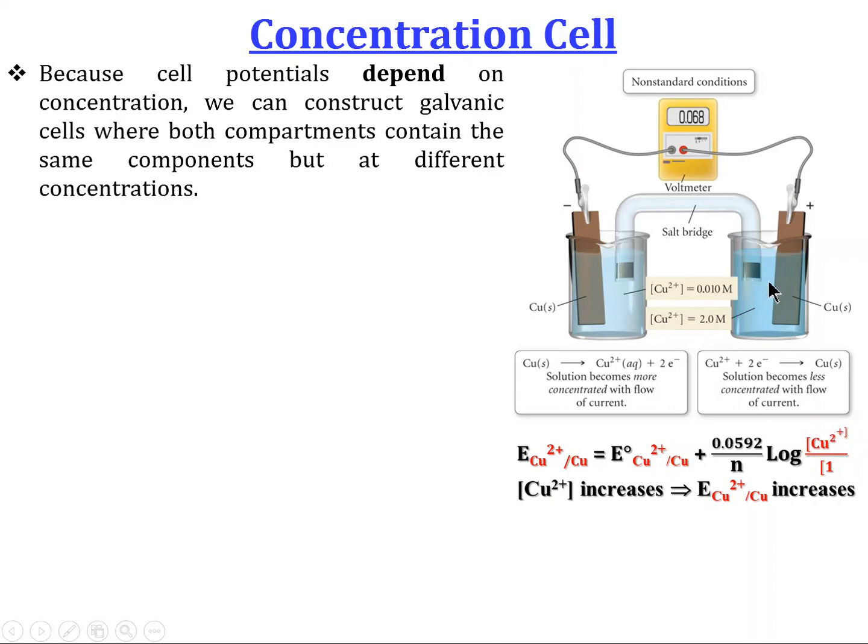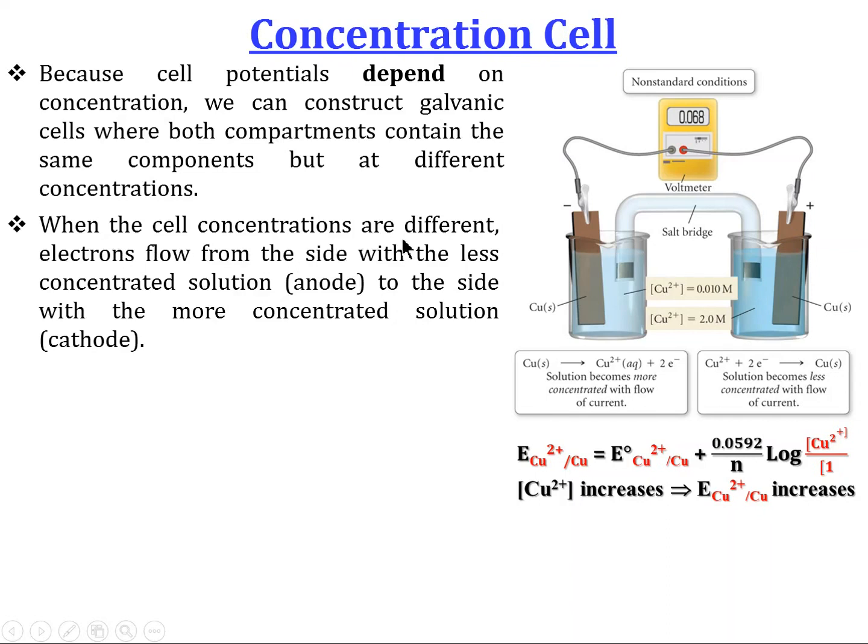The two couples have the same E0 Cu2+/Cu, but E Cu2+/Cu in beaker 1 is different from E Cu2+/Cu in beaker 2, since the concentration of Cu2+ is different. So as Cu2+ increases, E Cu2+/Cu will increase. And since the concentration of Cu2+ in beaker 2 is 2 molar, greater than that in beaker 1, the couple on the right, Cu2+/Cu, has a potential E greater than E of the couple Cu2+/Cu on the left side.